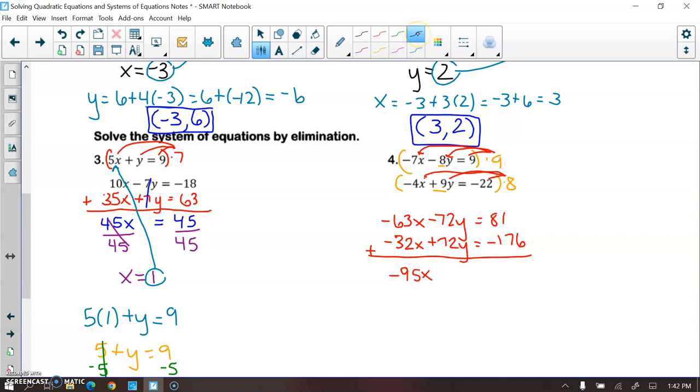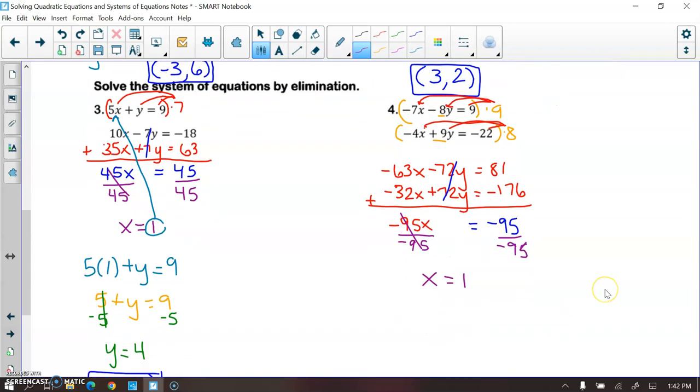Negative 72y plus 72y eliminates the y's, which is what you want. And 81 plus negative 176 is negative 95. So now in this equation, I'm going to solve for x by dividing both sides by negative 95. And I promise the x value will not always be 1, but in this case it also worked out where the x value was 1.